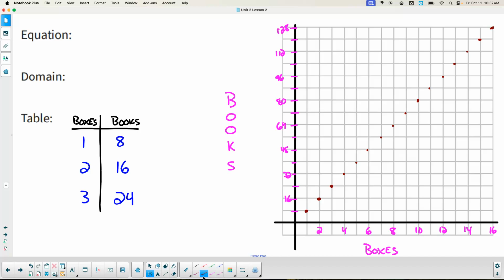Now, we can come up with an equation. It's linear. It's arithmetic because we're always adding 8 books. So let's call it B of n, B for books, is equal to, my first term was 8, plus 8 times n minus 1.